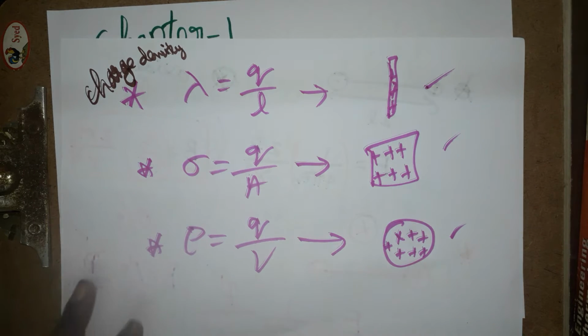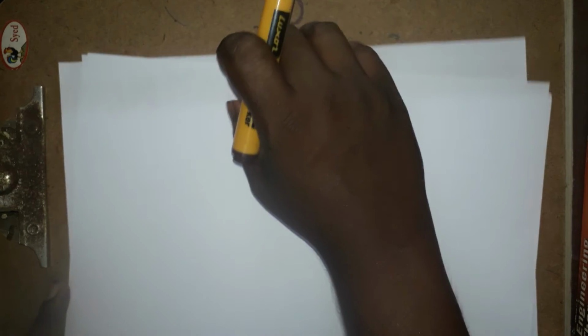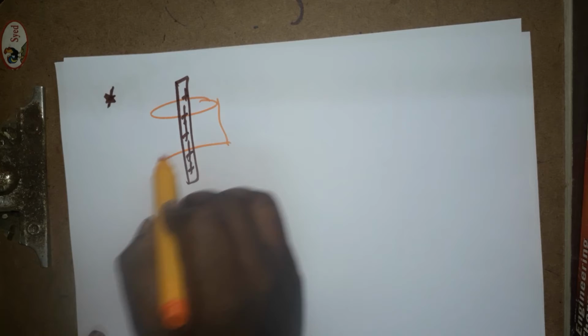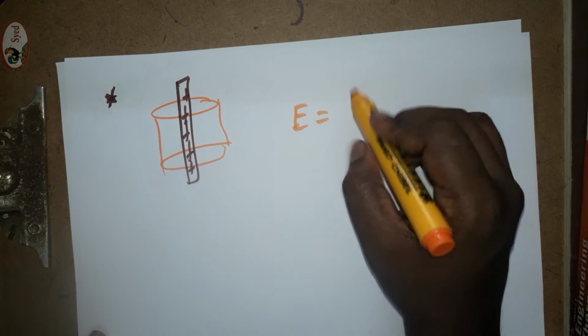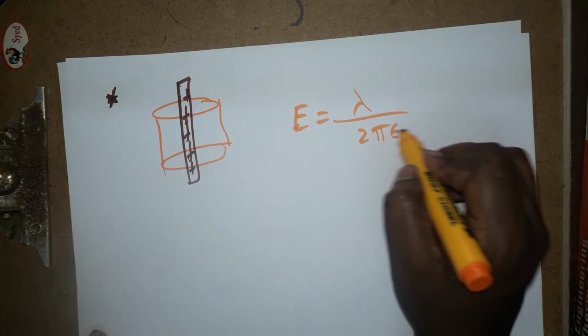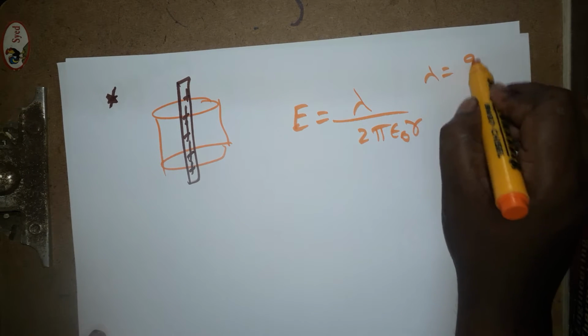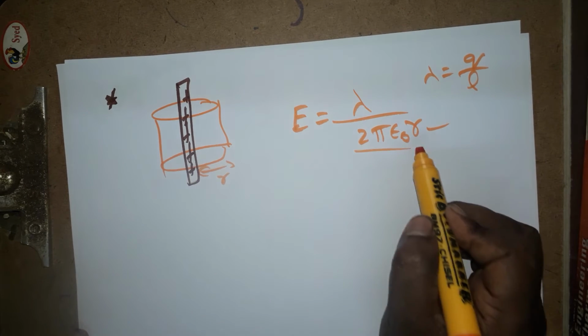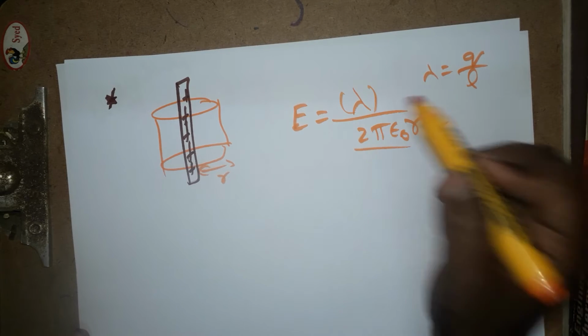Now, Gauss law is explained with three cases. The first one is line charge, another one is sheet charge, then the spherical shell. The spherical shell is out of syllabus, so I am going to discuss the line first. It is a uniformly charged straight wire. How much electric field is produced due to this? We take this as the Gaussian surface. The electric field due to it is lambda divided by 2 pi epsilon naught times r. Already I know lambda is equal to q divided by l. R is the distance, 2 pi epsilon naught is a constant, and lambda is the charge density.